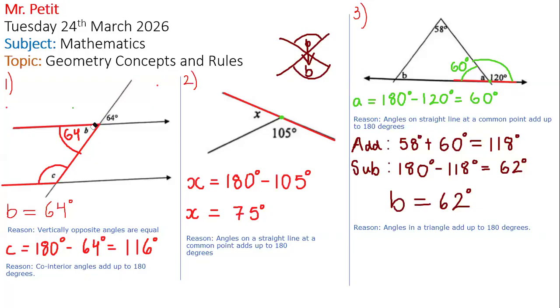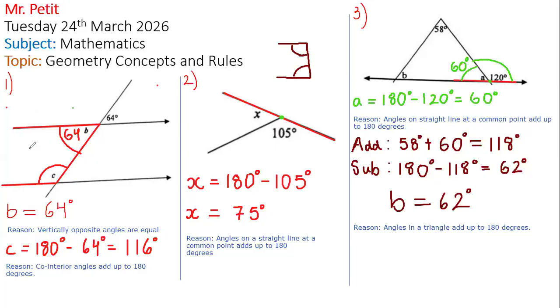Yes, sir. Cool. Then we have the next one, which says that co-interior angles add up to 180 degrees. Now, the way we work with co-interior angles is you have to look for a C shape. It could be a forward-looking C, or it could be a backward-looking C. In this case, do we have a forward-looking C or a backward-looking C? Backward-looking C.